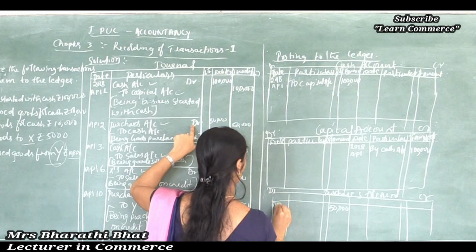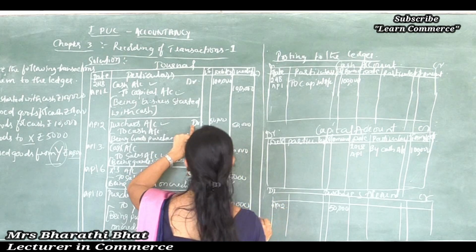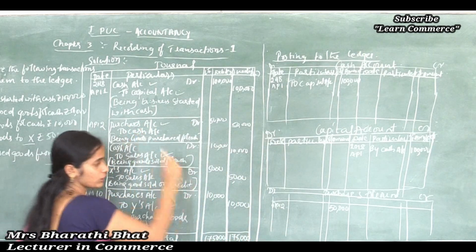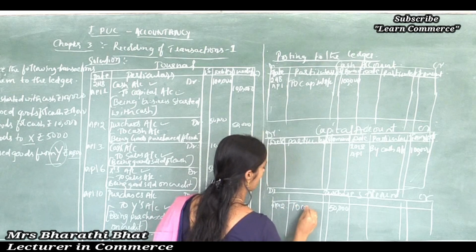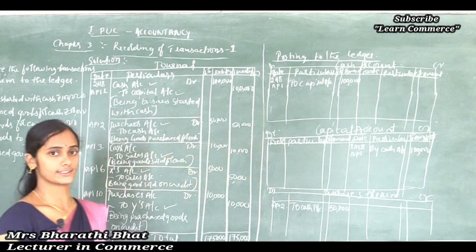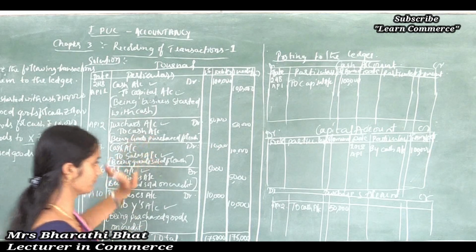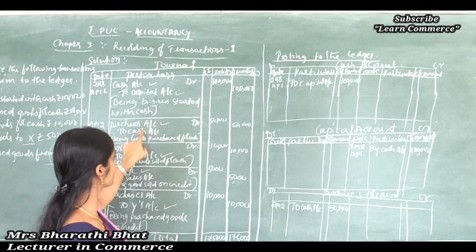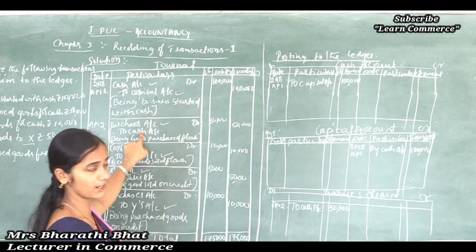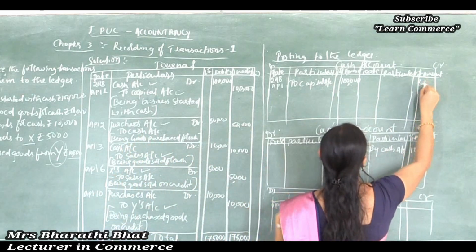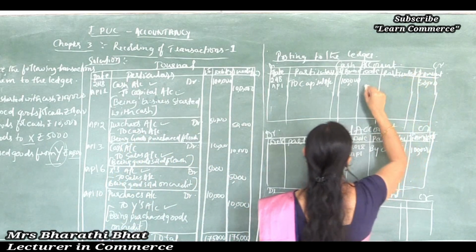Mention the date April 2nd. This particular purchase is affected with this cash. So how can we record? To cash account, 50,000. And how can we record this particular cash in the cash account? Cash account is credited. So record the amount here, 50,000.